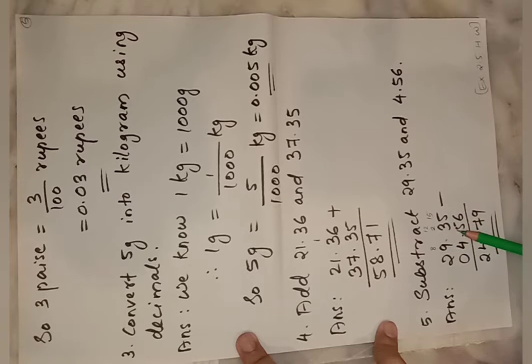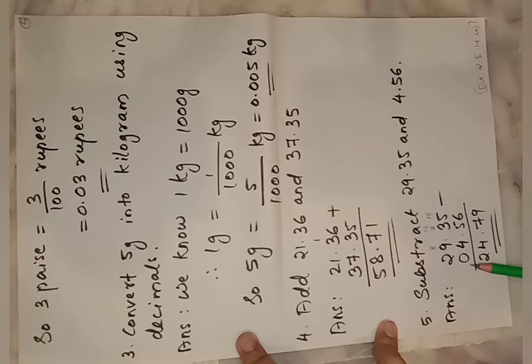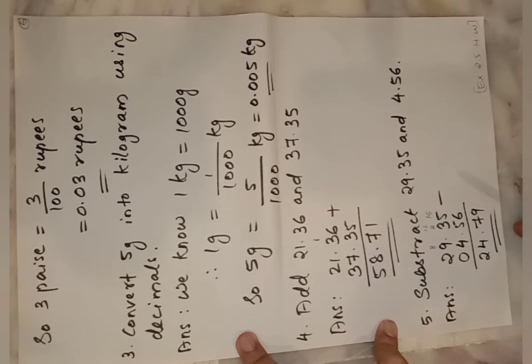Next do 2 minus 5. That is not possible. So you have to borrow 1 from here. So this will become 8 and this 2 will become 12. So 12 minus 5 is 7. Now put the decimal point. Now subtract 8 minus 4. That is 4 and 2 minus 0 is 2. So the answer is 24.79.